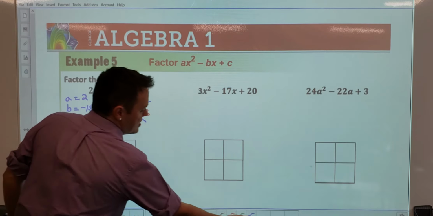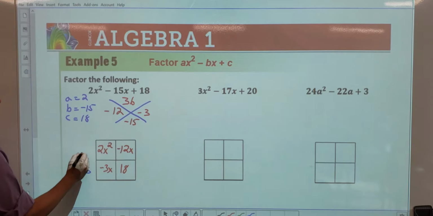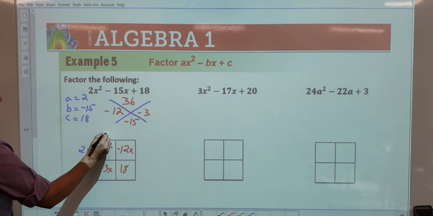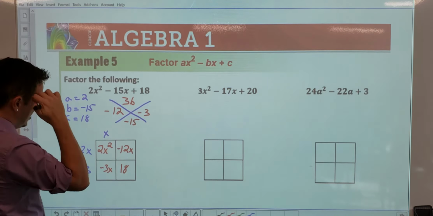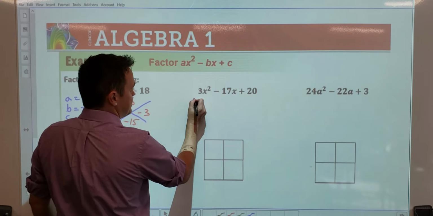And then you can factor this out. So if I factor these all out, that's a 3, that's a 2x, that's just an x. And then, ladies and gentlemen, this would be a 6, and bam, we're done. All right, next, move on.